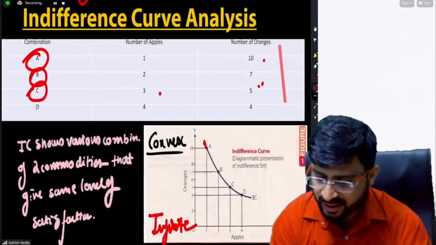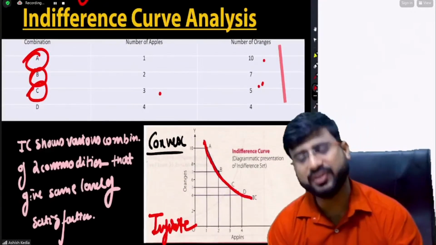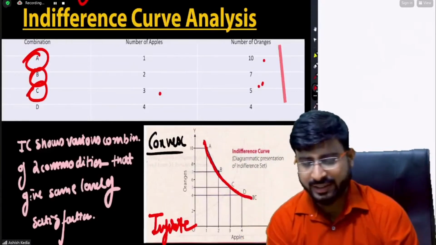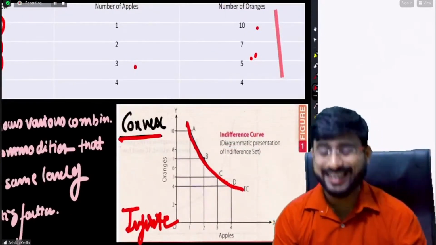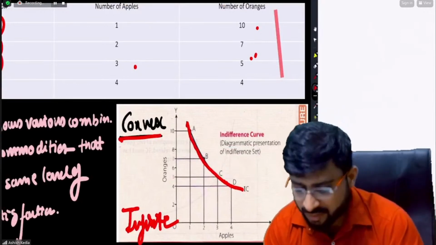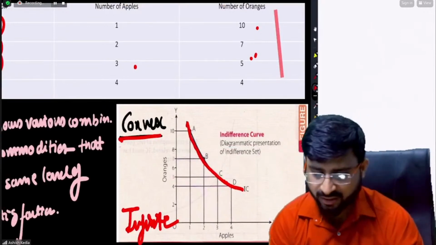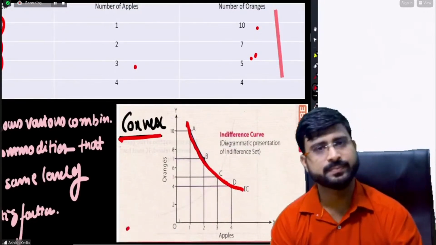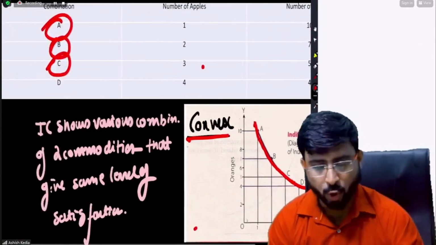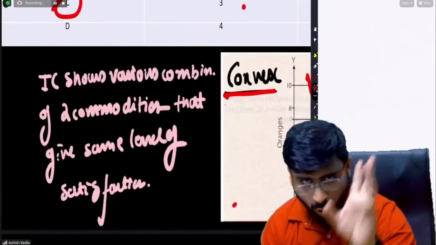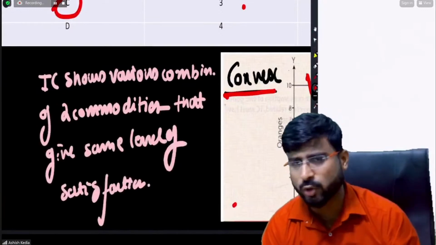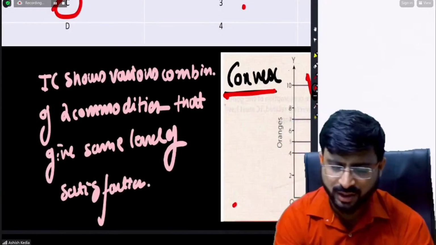Okay. This graph is a graph of indifference curve. And this graph shape is called convex to the origin. So everyone, in your copy, write it down if you are maintaining notes. Not much, only this one.